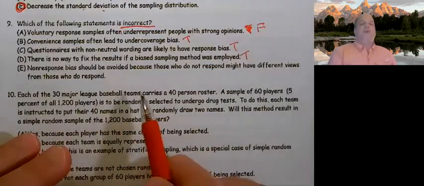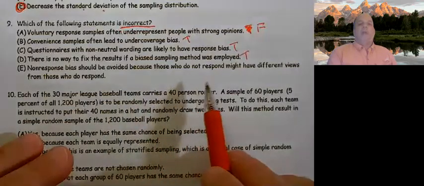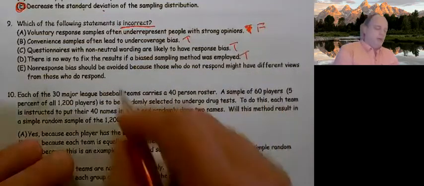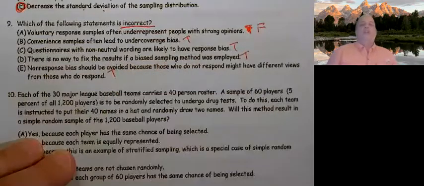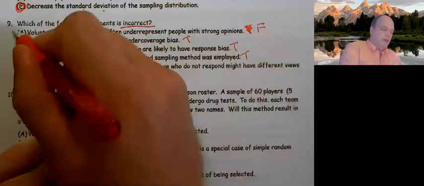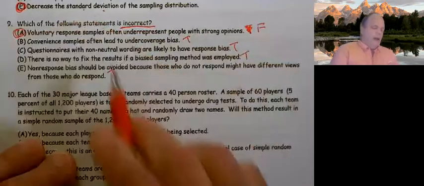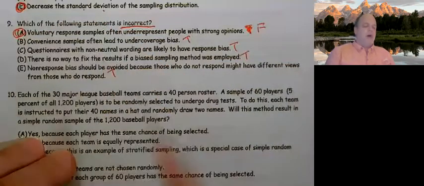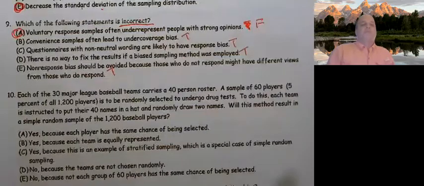Non-response bias should be avoided because those who do not respond may have different views from those who do respond. That's true. So you need to make sure you have a representative sample. So the only one that was false was letter A. And in fact, voluntary response samples overrepresent people with strong opinions. They don't underrepresent.